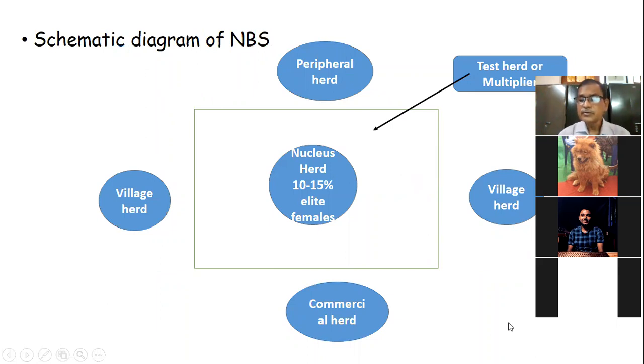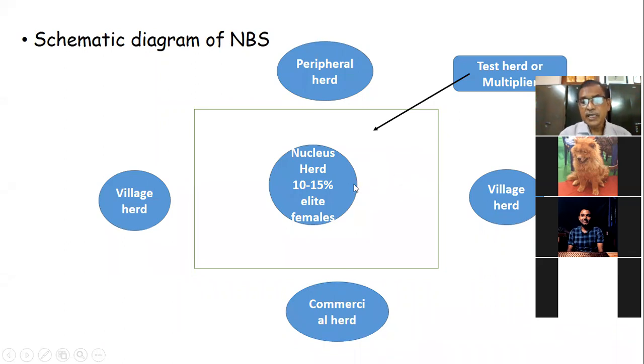This is the concept. Now, depending upon the flow of genes, the nucleus herd is of two types: one is the closed nucleus breeding system, the other is the open nucleus breeding system. So what is the closed nucleus breeding system and what is the open nucleus breeding system? In the closed nucleus breeding system, the flow of genes is unidirectional. That means the genes flow from the nucleus herd to the test herd or multiplier herd, and from the multiplier herd to the village herd.